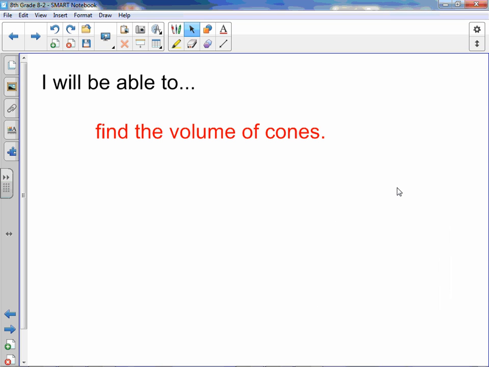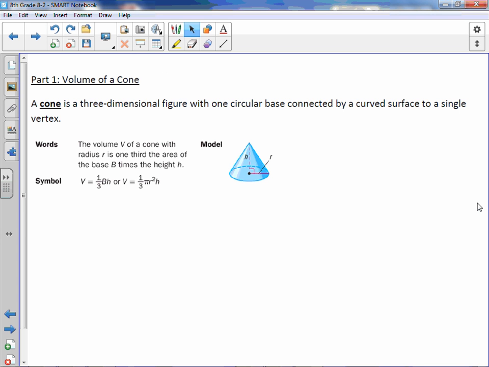Chapter 8, Lesson 2, Find Volume of Cones. You will be able to find the volume of cones. A cone is a three-dimensional figure with one circular base connected by a curved surface to a single vertex.